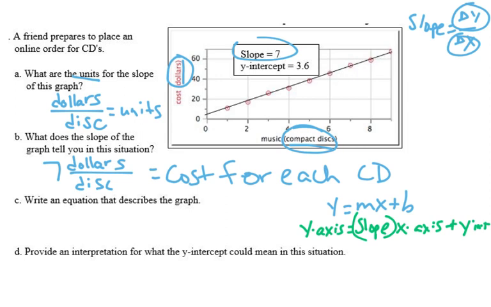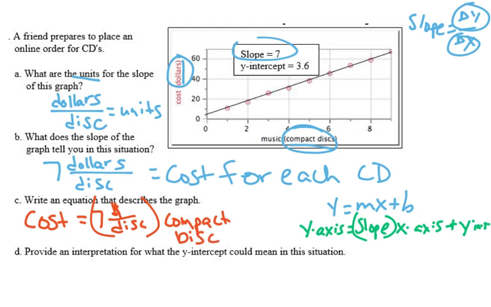So to write the equation for this graph, I would put what's on my y-axis, which is the cost. I would put in my slope for m, which is the 7, and I'm going to abbreviate dollars for each disc. We multiply that by the compact disc. And then we add our y-intercept, which in this case is 3.6. Since that's a y-intercept, it means that's where it crosses the y-axis at a value of x equals 0. So that is technically dollars. So I'm going to go ahead and put a dollar sign there.